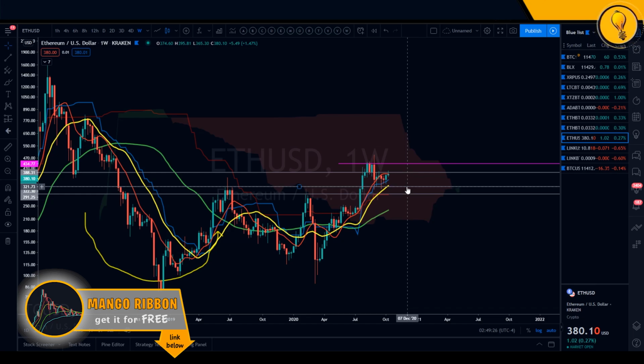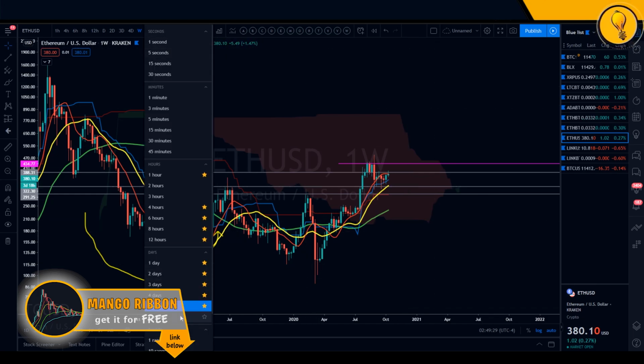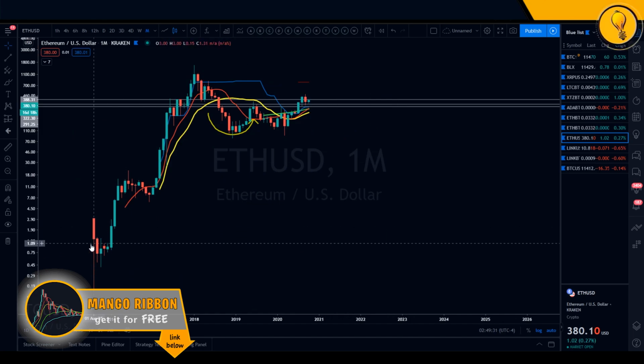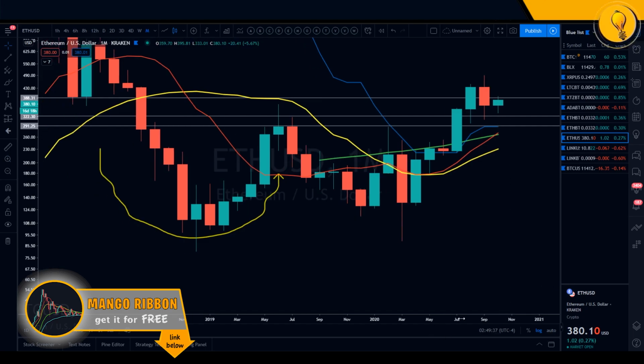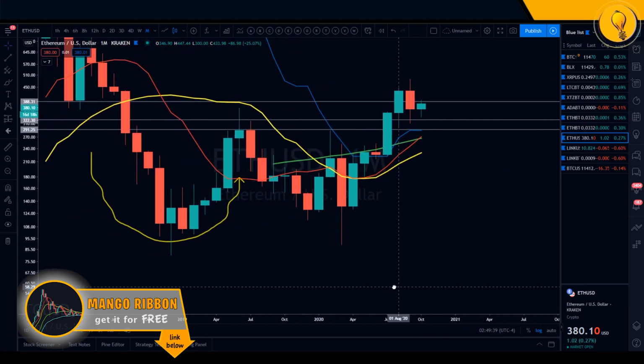Now, this was a region that I have been putting emphasis on every time I speak about Ethereum, because if you go and pan over to the monthly time frame, I'm going to quickly switch over to the monthly time frame. You'll notice I'm just going to zoom into this price action, and mind you guys, I'm using the Kraken exchange because I do believe that Kraken is pretty rich in Ethereum's price history.